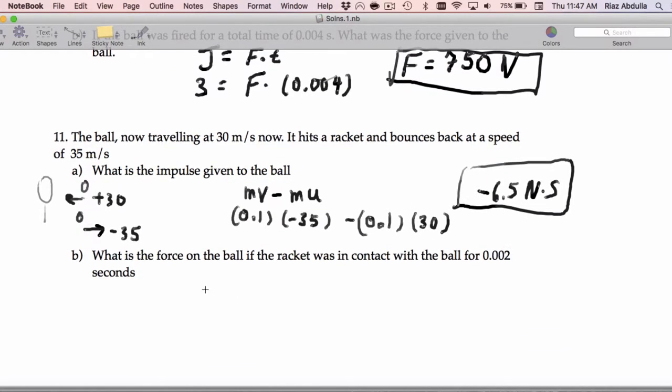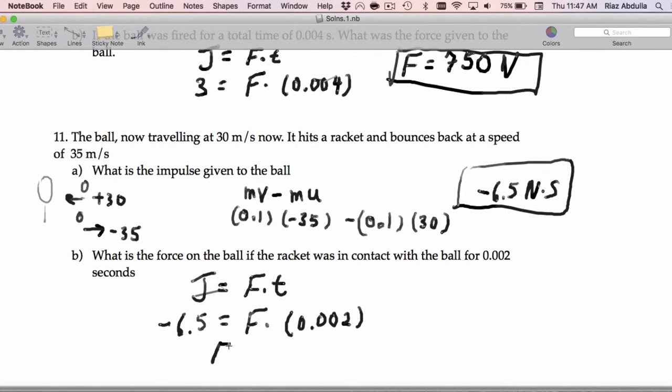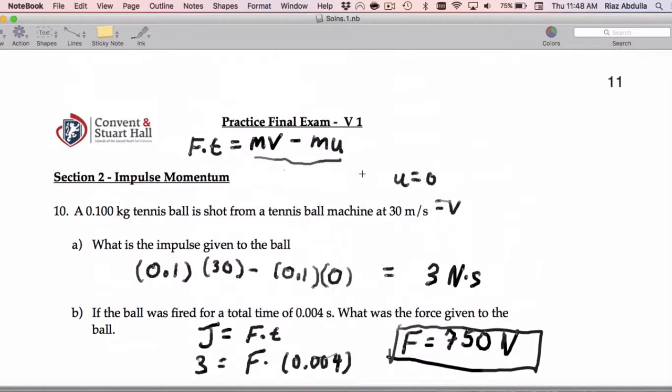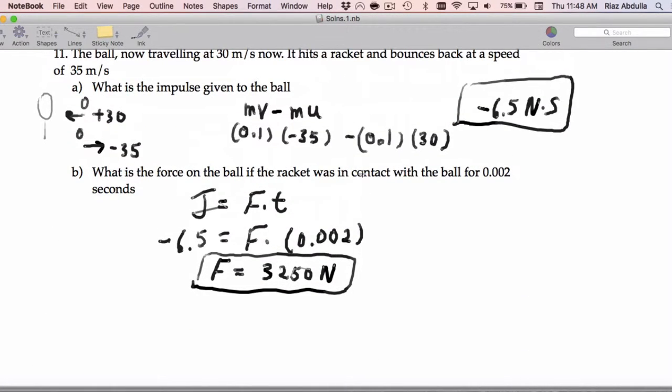And now we're going to go ahead and get the force using a similar calculation to what we did previously. So the impulse is the force times the time. Negative 6.5 is going to equal our force multiplied by the 0.002. And when we actually simplify, that's going to give us a force of a little over 3 tons, so 3,250 newtons of force, which is actually quite reasonable in this situation, given how hard we're hitting the tennis ball. All right, so that is the next page on the practice test.